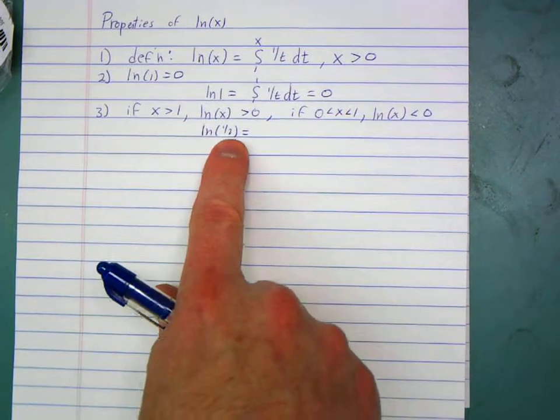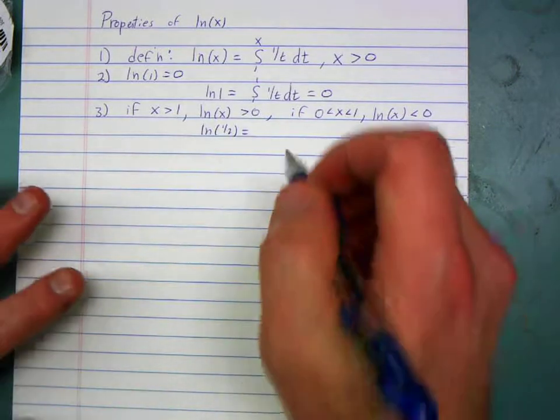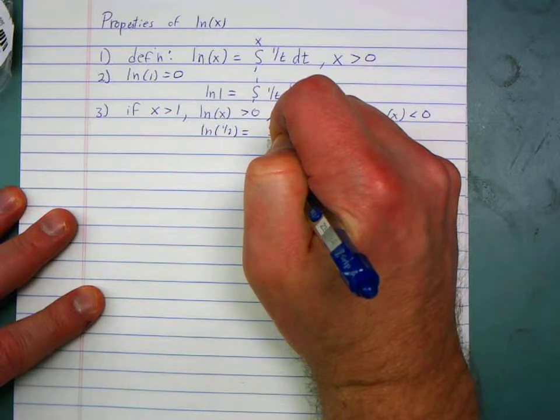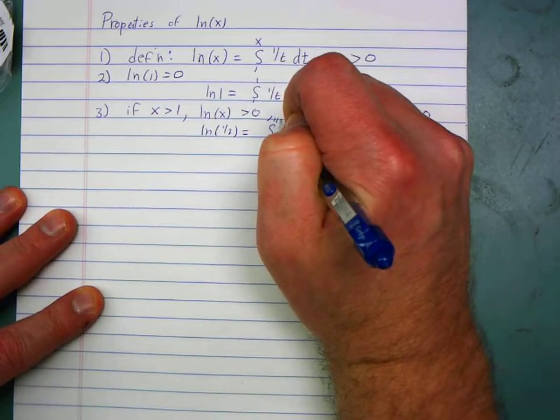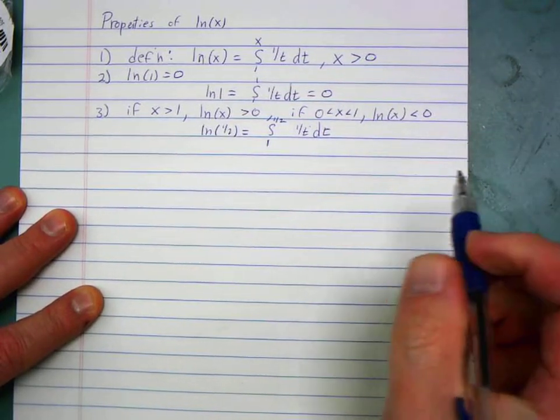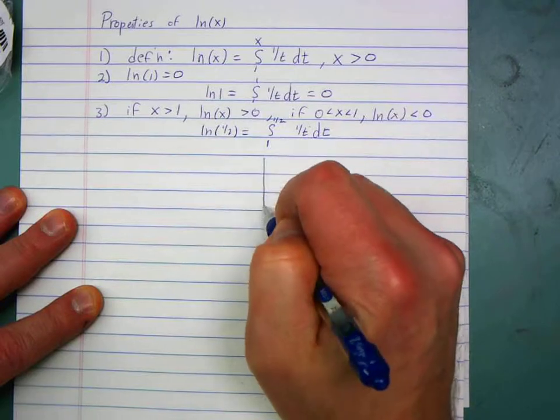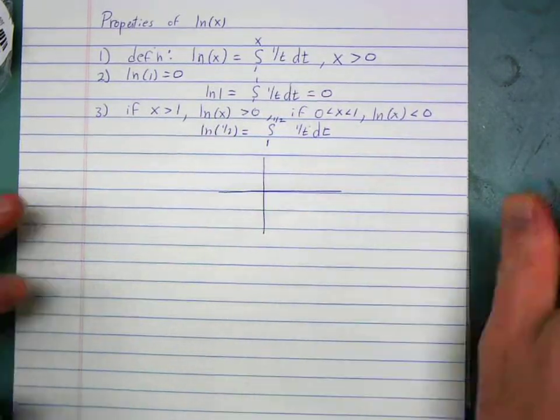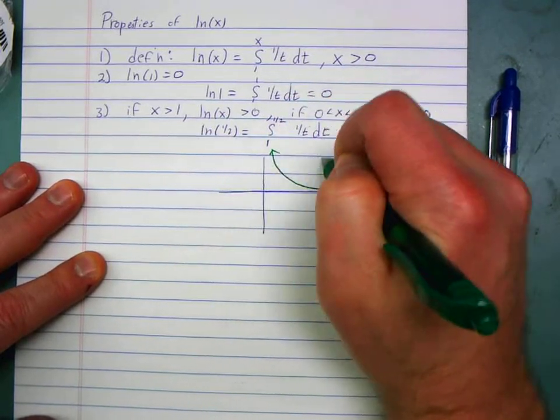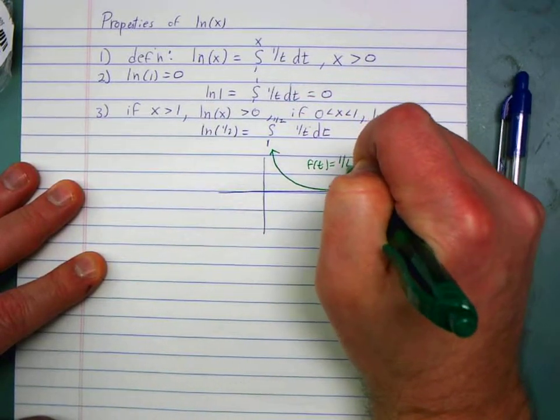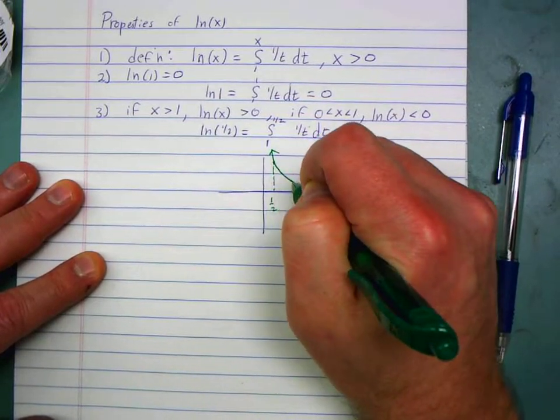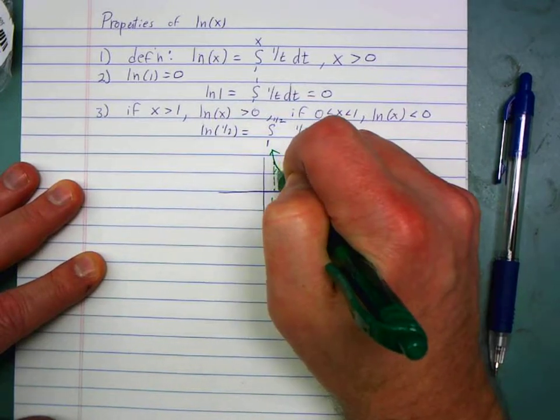Well, what would ln of 1/2 be by the definition? It would be the integral from 1 (the 1 is always on the bottom) to 1/2 of 1 over t dt. So again, in a picture, here's my 1 over t function. And I'm going from 1/2 to 1, so I'm looking at this area.